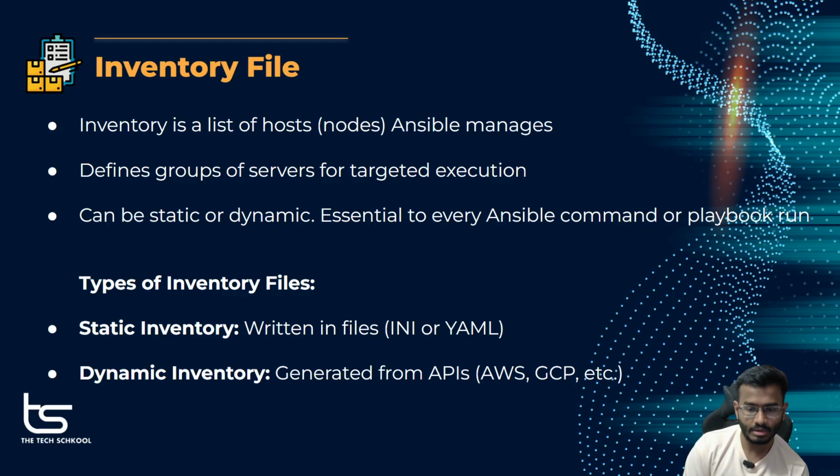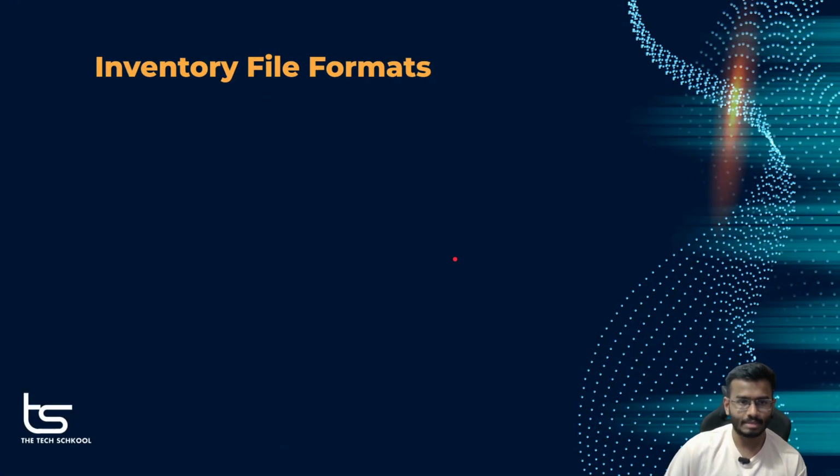And the dynamic inventory can be generated from APIs. That is, we can directly connect to the cloud provider, say for example AWS or GCP, and pull our current inventory and apply that inventory file before running the Ansible script. So let's see a quick example.